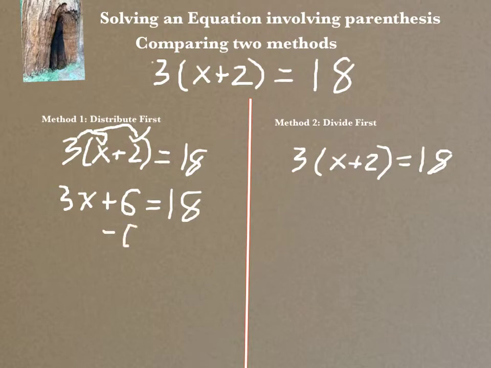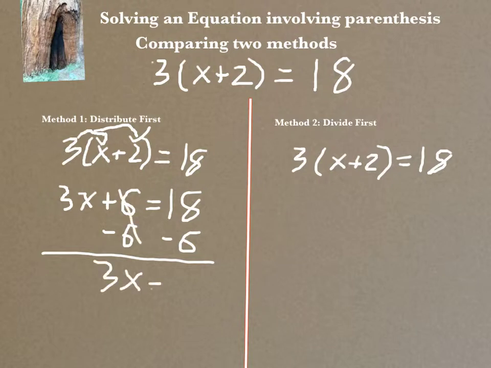Next, I'm going to subtract 6 from both sides. Cancel out the 6's here, and I get 3x is equal to 18 minus 6, which is 12, which indicates that x is going to be 12 divided by 3, which is 4.